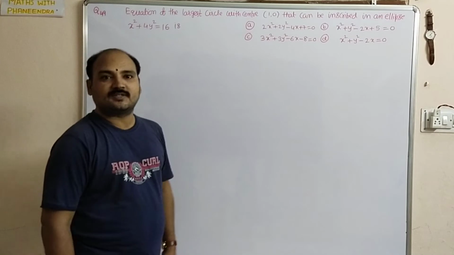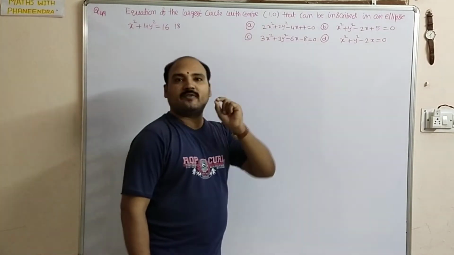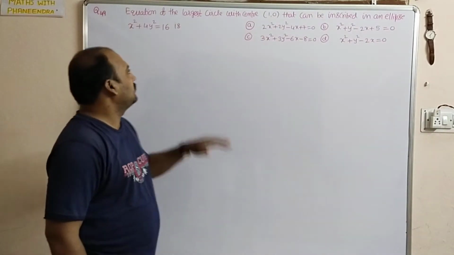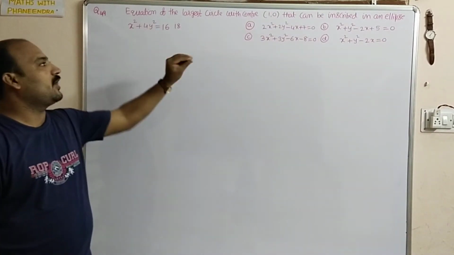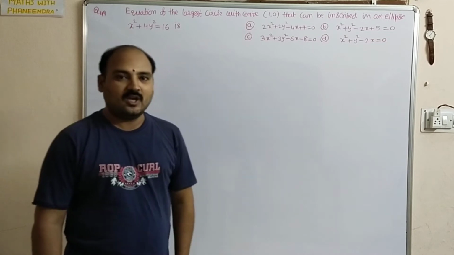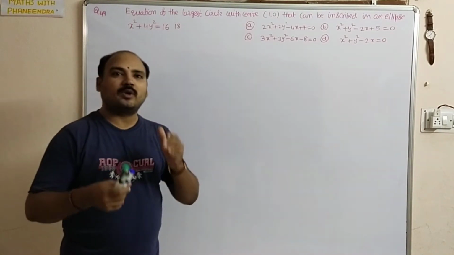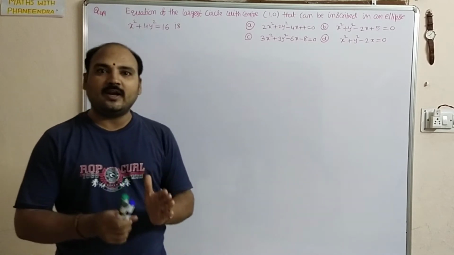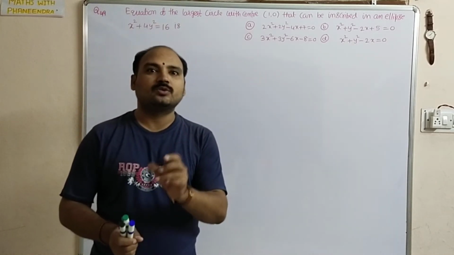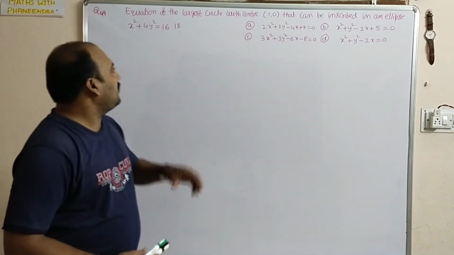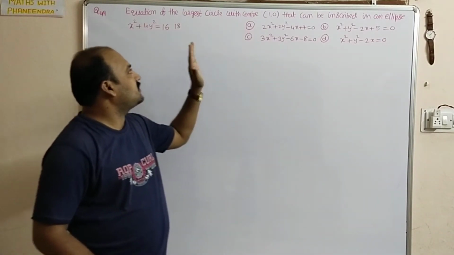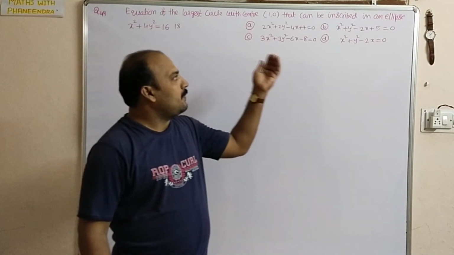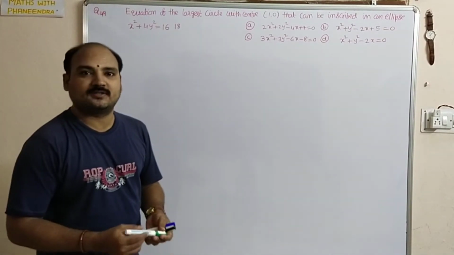Equation of the largest circle with center (1, 0) that can be inscribed in an ellipse x square plus 4y square equal to 16 is. One or two times you have to read the question carefully, dear students. Then you will get an idea how to solve the question.